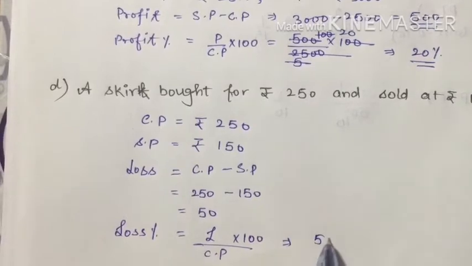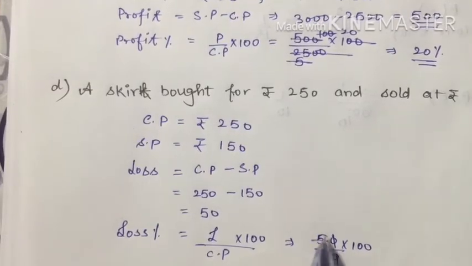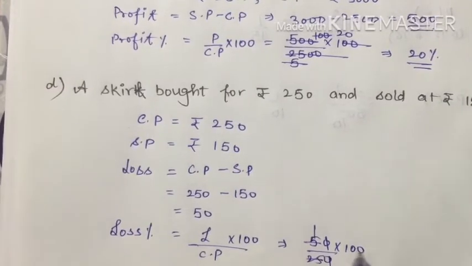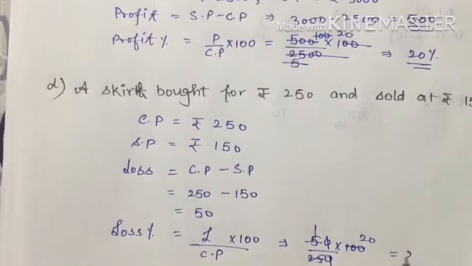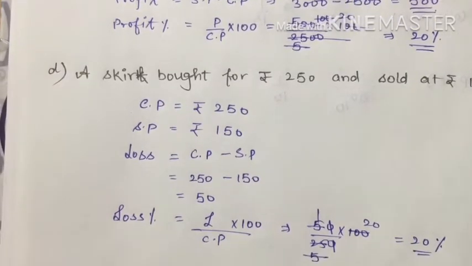What is my loss? 50. What was my CP? 250, multiplied by 100. 1 0 is cancelled, 5 ones are 5, 5 fives are 25 if you cancel. So what is the loss for this skirt? The loss will be 20%. Okay, this was question number 1.